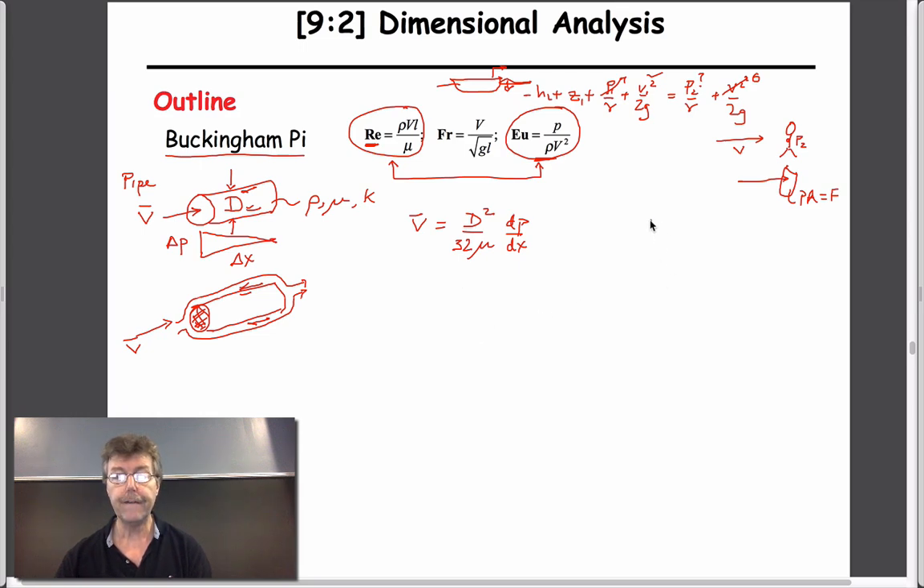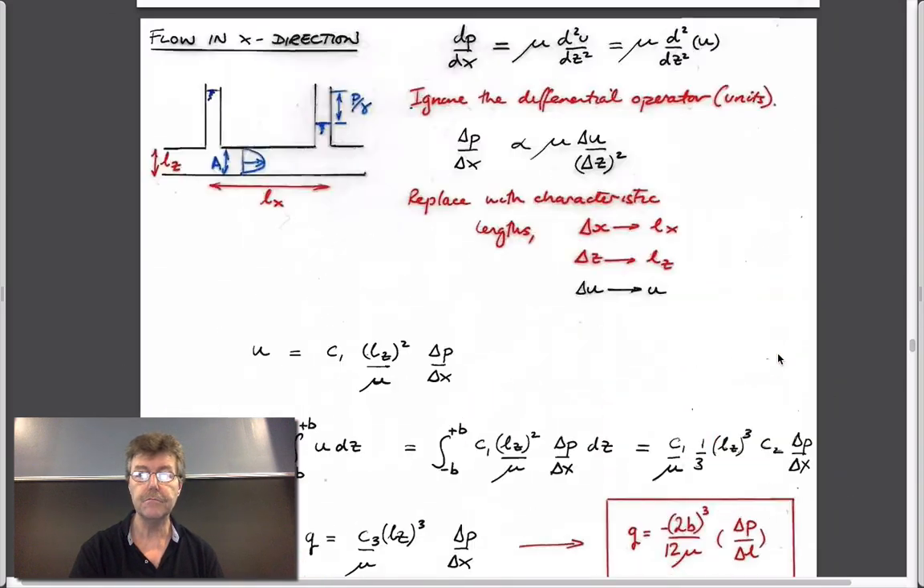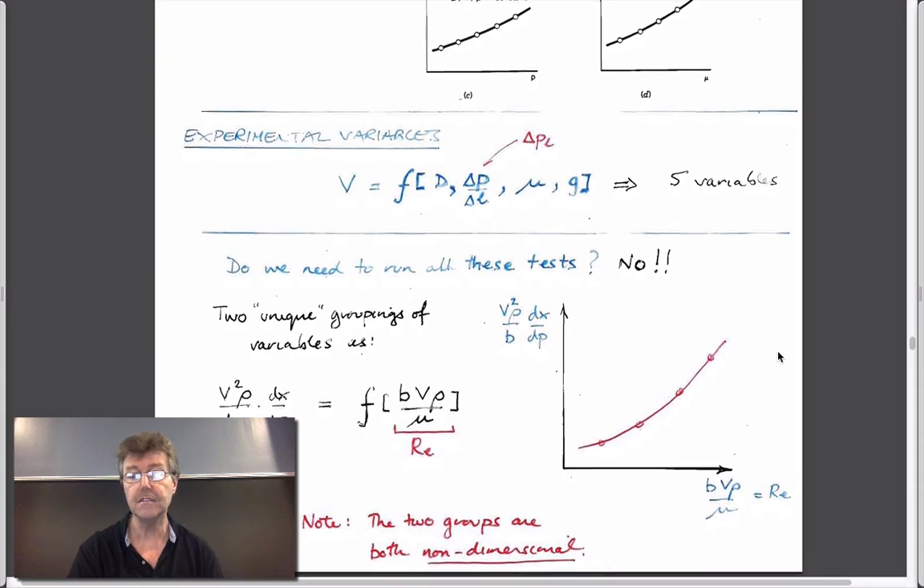And so if we take it on trust that we can look at something like 1 over the Euler number plus the Reynolds number. And so this comes back from, I think there's a figure here, this figure here. So we'll come back to this.